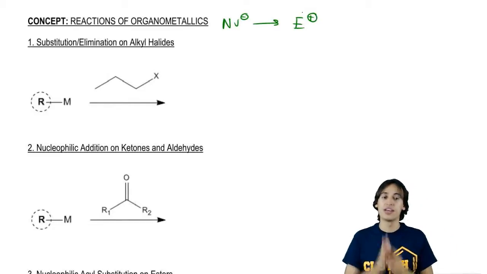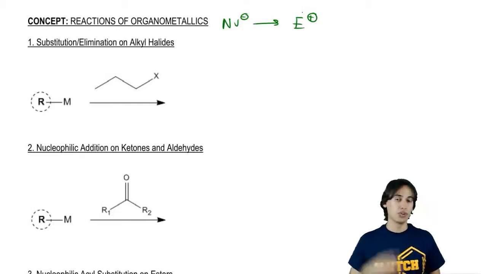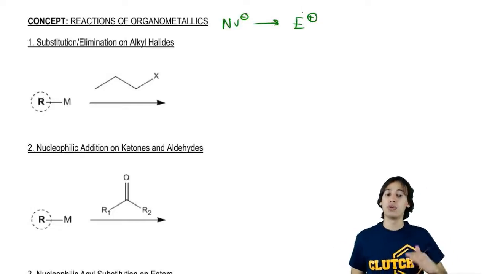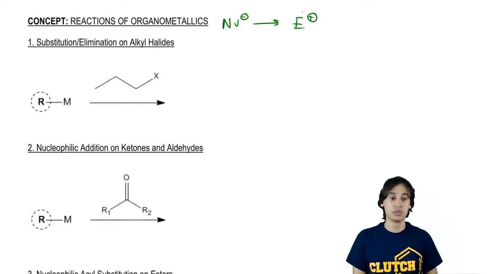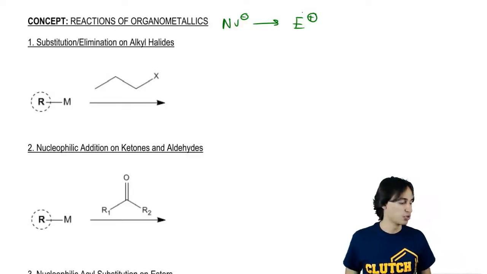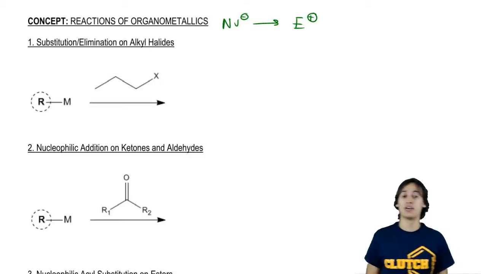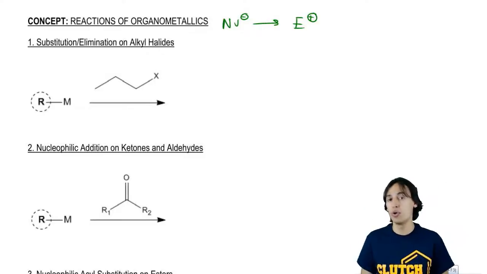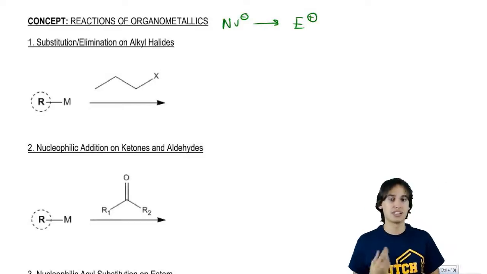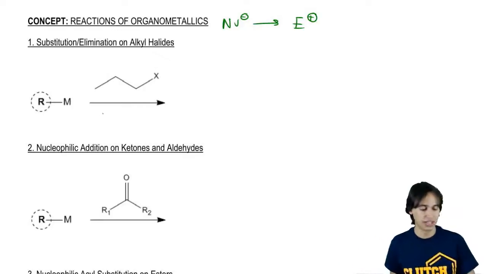So I'm looking for things that have a positive charge. And the whole point of this topic is I want to go through all the different types of molecules that have positive charges that can be attacked. All right? So we're going to start off with the simplest electrophile. It's an electrophile that you should already know at this point in the course because we've worked with it several times, and that's alkyl halides.